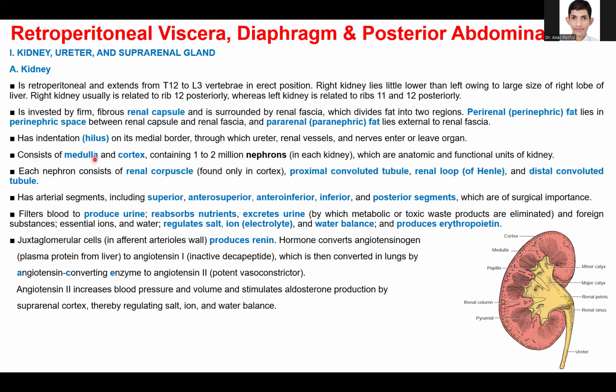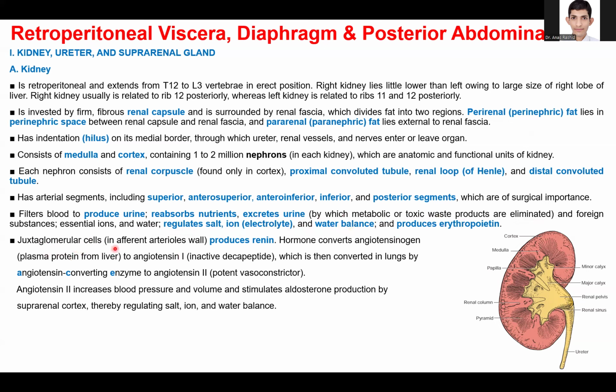So basically, kidney consists of medulla and cortex containing 1 to 2 million nephrons in each kidney, which are anatomical and physiological units of kidney. So structural and functional unit of kidney. Each nephron consists of renal corpuscle found only in cortex, proximal convoluted tubule, loop of Henle, and distal convoluted tubule. It has arterial segments including superior, anterior-superior, anterior-inferior, inferior, and posterior segments, which are of surgical importance. It filters blood to produce urine, reabsorbs nutrients, excretes urine by which metabolic or toxic waste products and foreign substances are eliminated, regulates salt, ion, electrolyte, and water balance, and produces erythropoietin.